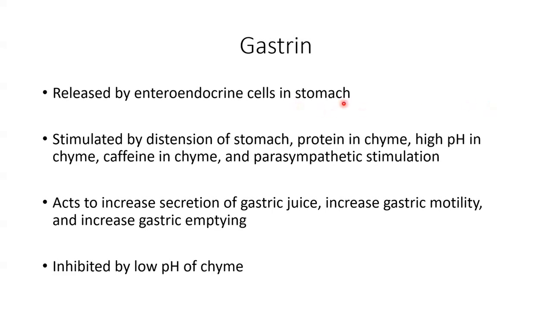So gastrin, released by the stomach, stimulated by things like a really big meal, having protein and caffeine in the chyme, as well as parasympathetic stimulation. It increases secretion of gastric juice, how quickly food moves through the stomach, and how quickly it leaves the stomach to enter the duodenum.